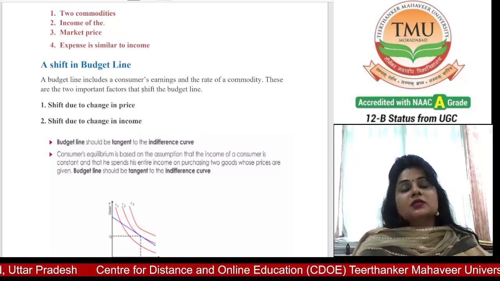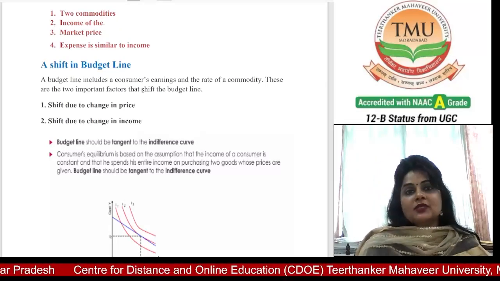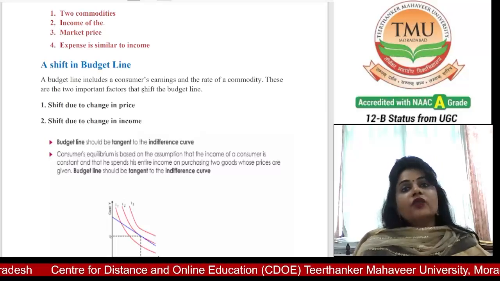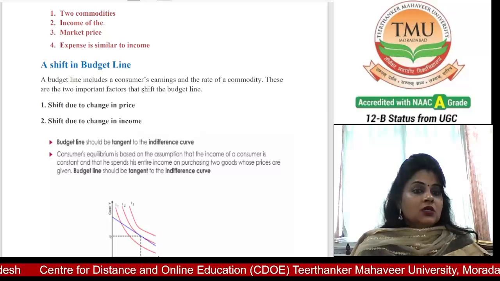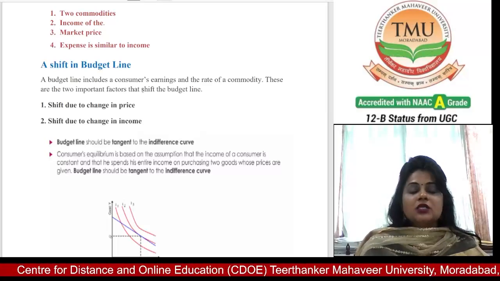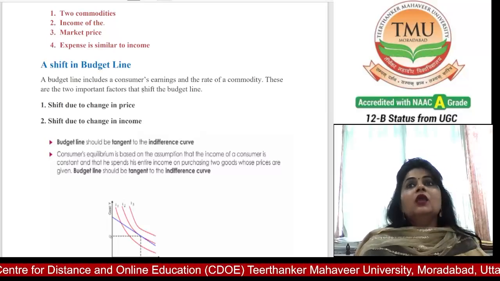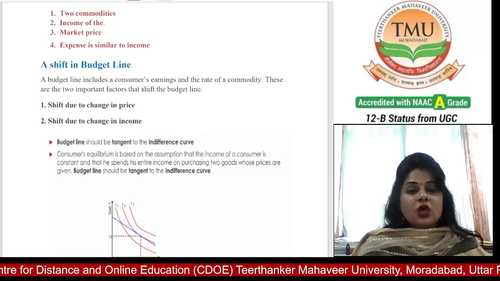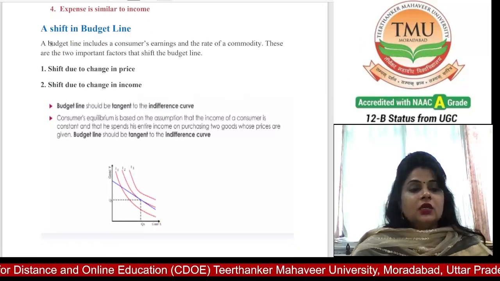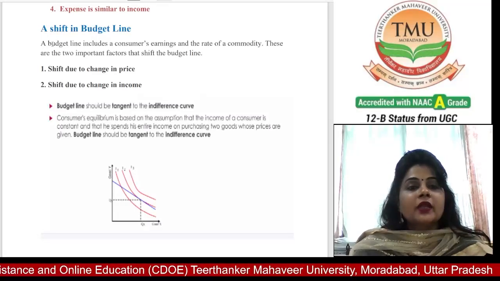As in the example given above, I showed you that Radha has only 50 rupees and she has different combinations of the two goods within 50 rupees. So the customer has to spend the whole income and doesn't leave any place for saving. Now we also study the shift in the budget line.